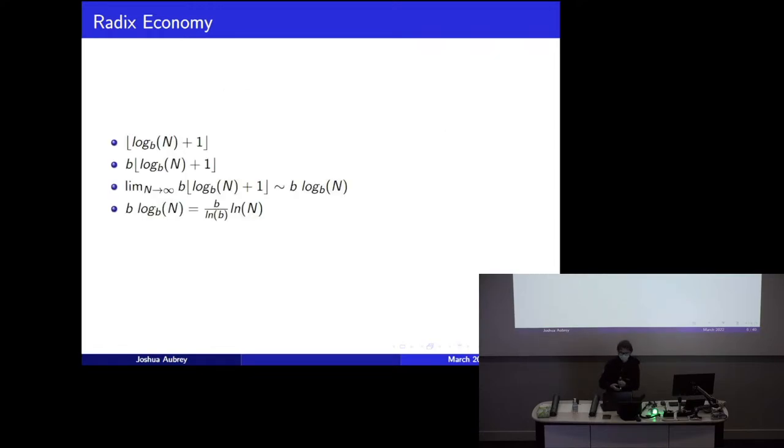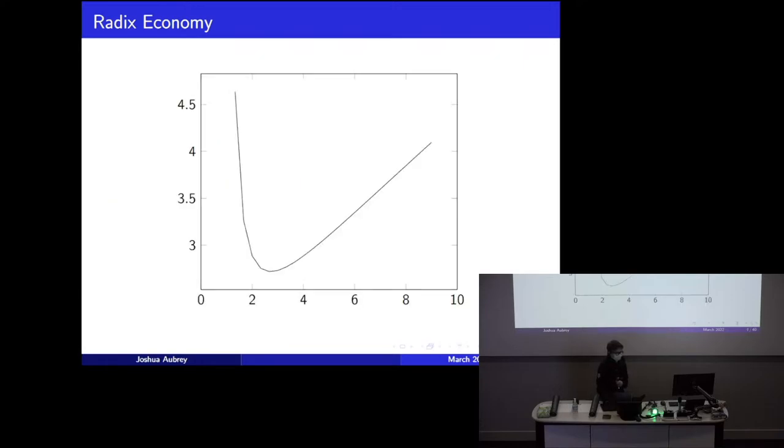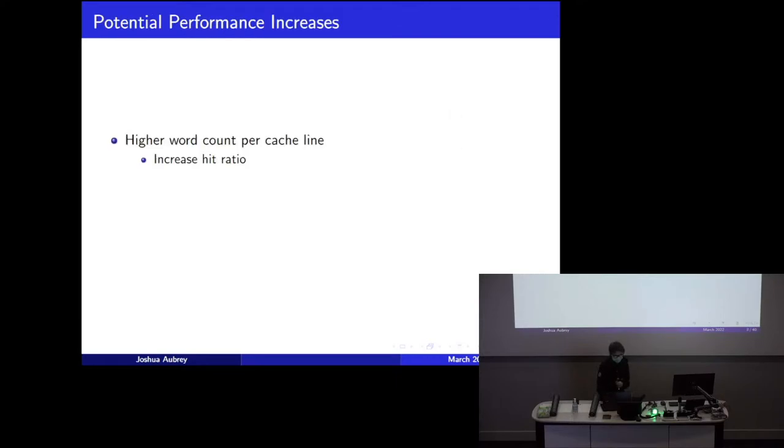So using the radix economy, getting all these equations and then plotting that graph, the minimum integer here is 3. So that's the theoretical side in terms of why it increases performance. Basically, you can store more data in a smaller number of symbols. So you can do stuff like have more words per cache line, and then exploit that with very long instruction words.